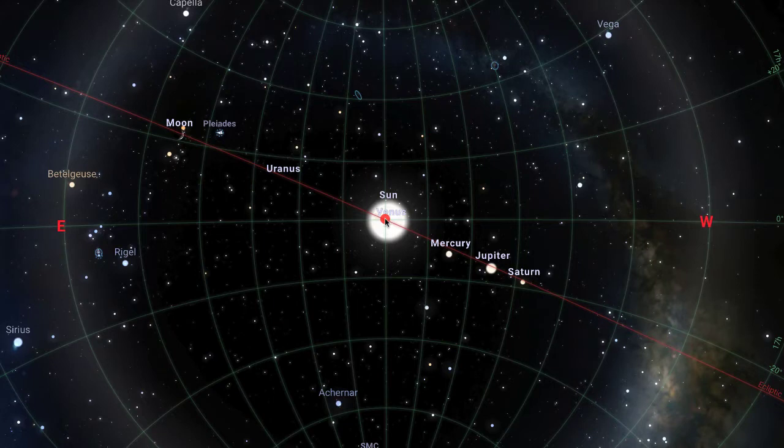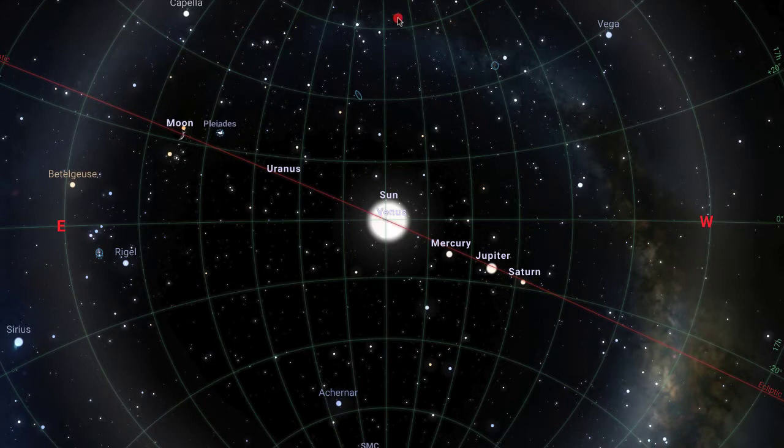So let's say we want to find a star such as Algol. Algol is the ghoul. It represents Medusa's head. Let's say we want to find that. So what we do is we look up on the internet, where is Algol, and we will find that it is at about 3.2 hours right ascension and about 41 degrees declination.